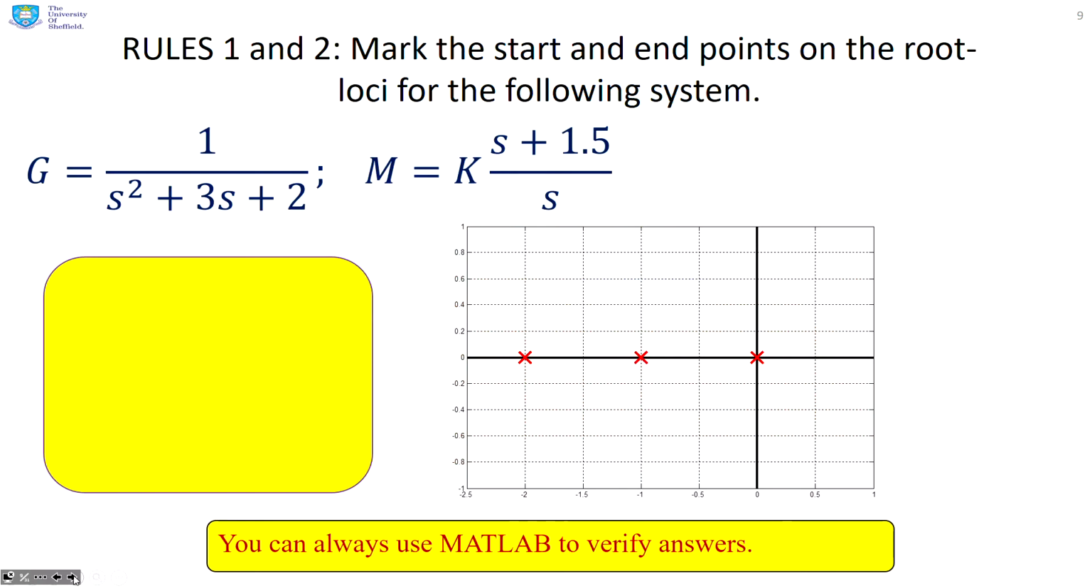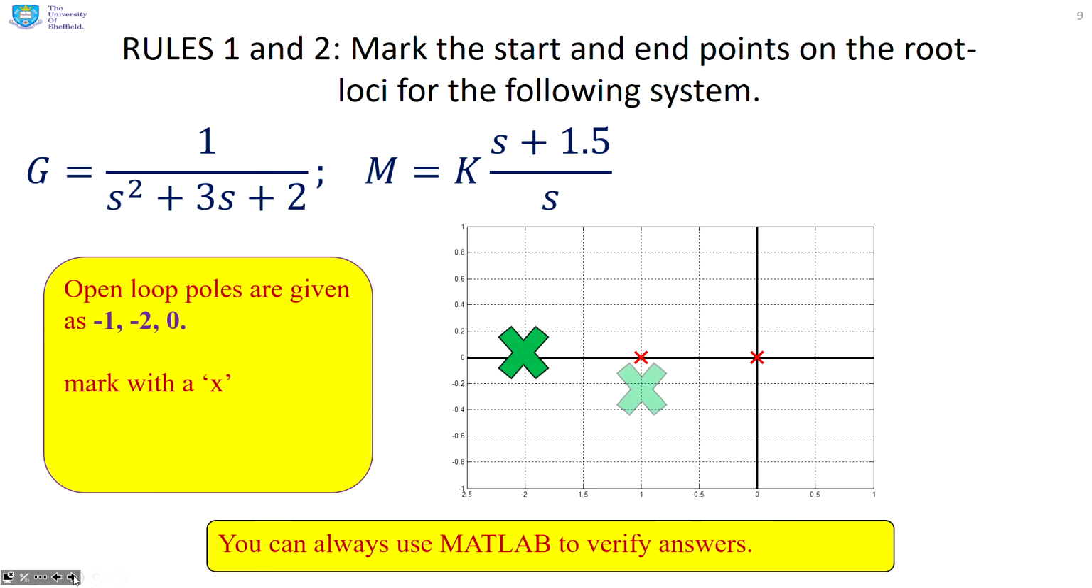So here's an example of rules 1 and 2. Mark the start and end points on the root loci for the following system. So rule 1, basically, where are the open loop poles? And mark them with an X. You can see for this system, the poles are at 0, -1, and -2. Rule 2, where are the open loop zeros? Well, here they're at -1.5, mark them with a 0. So that's rules 1 and 2, and hopefully you'll agree that can be done very, very quickly.